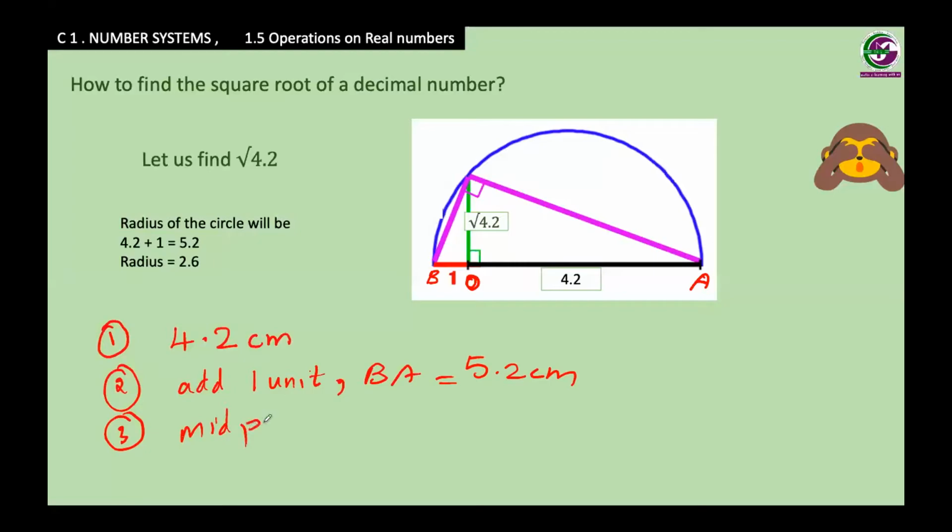Okay. Now, the next step is take the middle of 5.2, the midpoint. What is the midpoint of 5.2? Which will be 2.6 centimeters. It will be somewhere here. Keeping 2.6 as the center, draw a semicircle. That is the next step. Draw a semicircle.